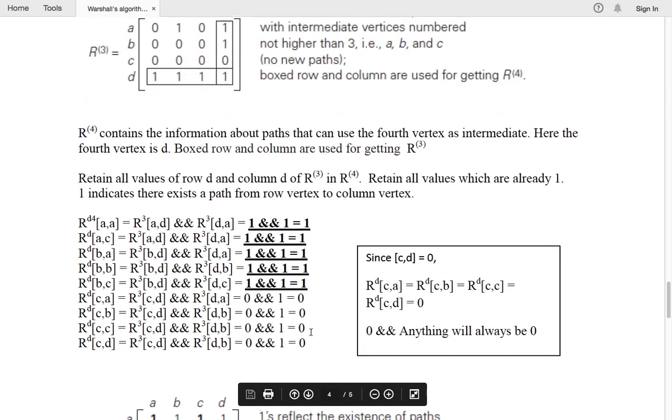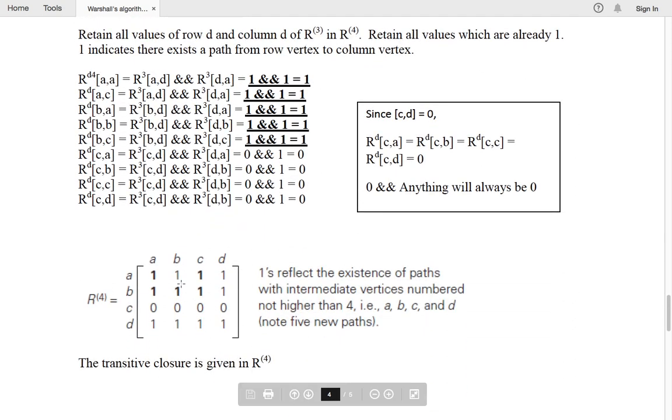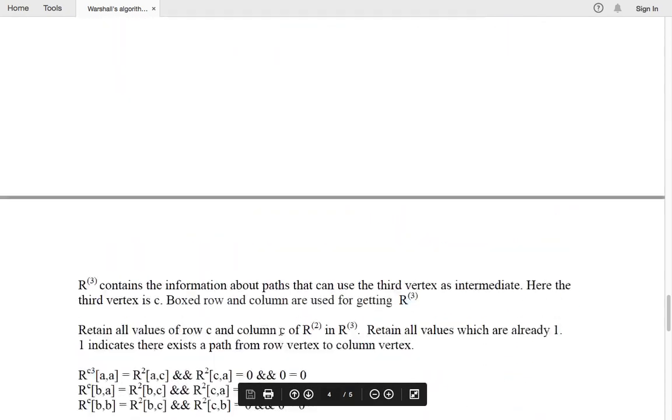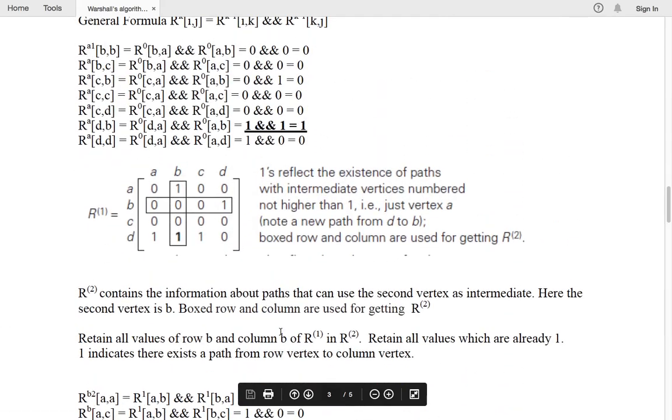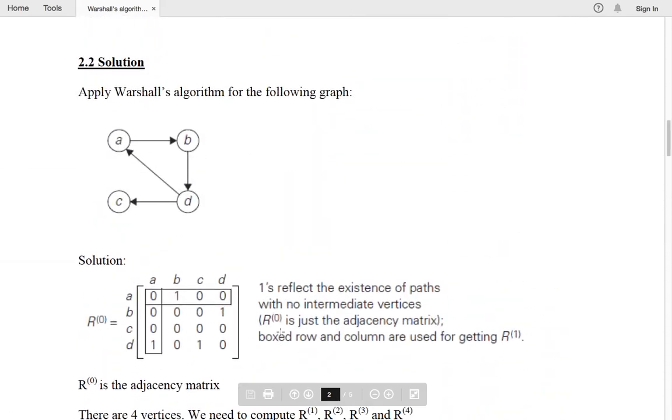So finally, the updated matrix is 1 1 1 1 for A, 1 1 1 1 for B, C is anyway 0, then D is all 1s. So if you look at the graph here, if you go back to the graph, right?